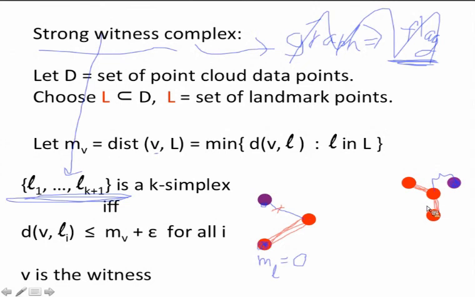Oh, and notice, if this point is close enough to this point, and if this point is close enough to this point, these points will be close enough as well. And so we would actually get our triangle right here. So in our strong witness complex, we'd be getting this type of thing here too. But there's a variety. So that is our strong witness complex for this particular example. Any questions on that?